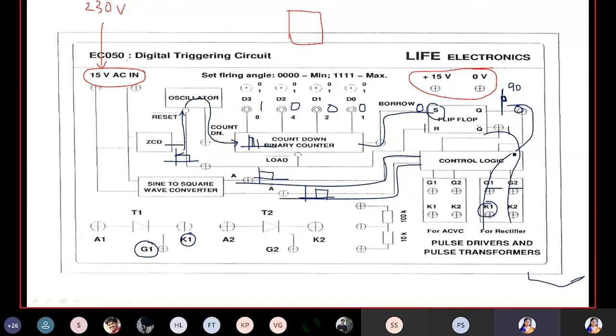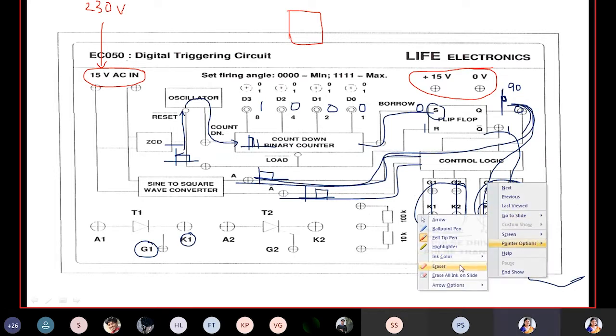Now these two pulses Q and Q bar will be multiplied with A and A bar, and they are given to G1 K1 and G2 K2 of the AC voltage regulator, and G1 K1 and G2 K2 of the rectifier. Here we have 4 control signals: 2 are for the rectifier, 2 are for the AC voltage controller. Now I am concentrating on the rectifier, because we are not using these 2 terminals in the lab. The process is that A will get multiplied with Q. Now what is the value of Q?